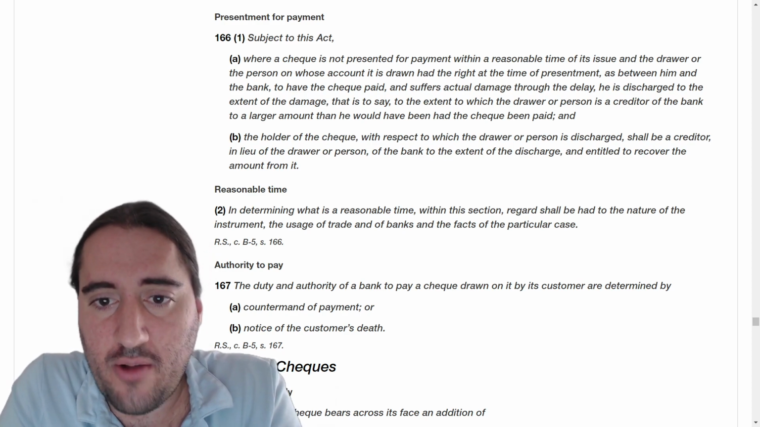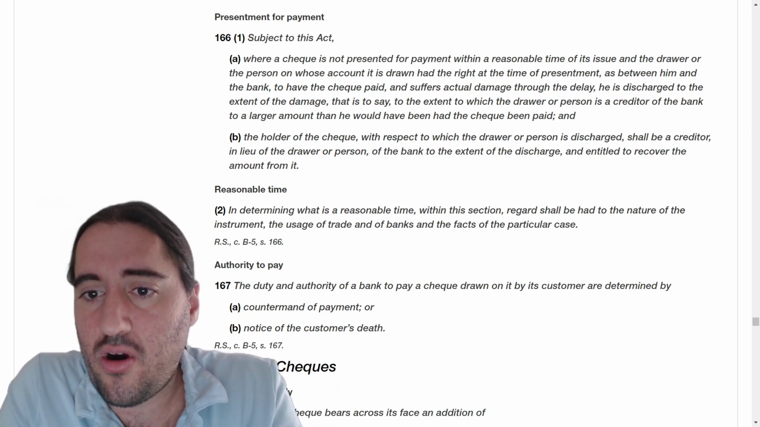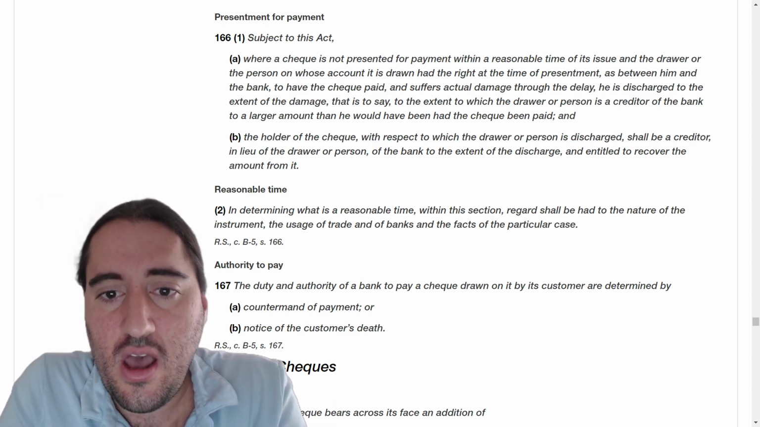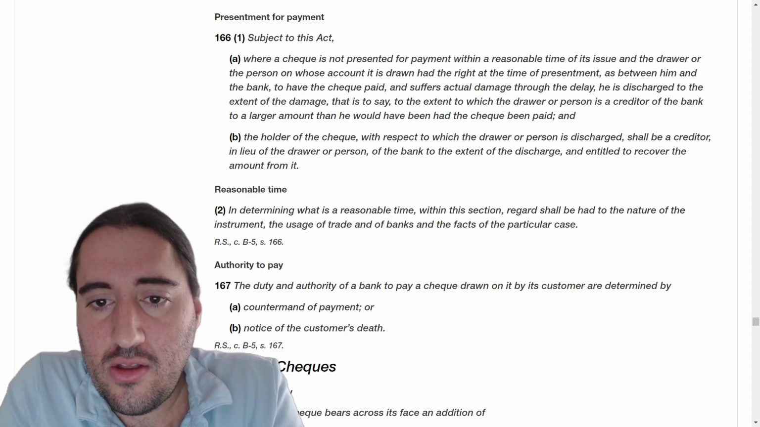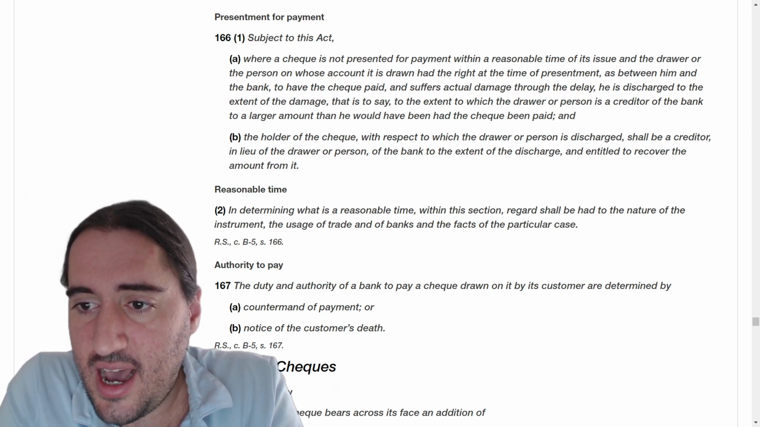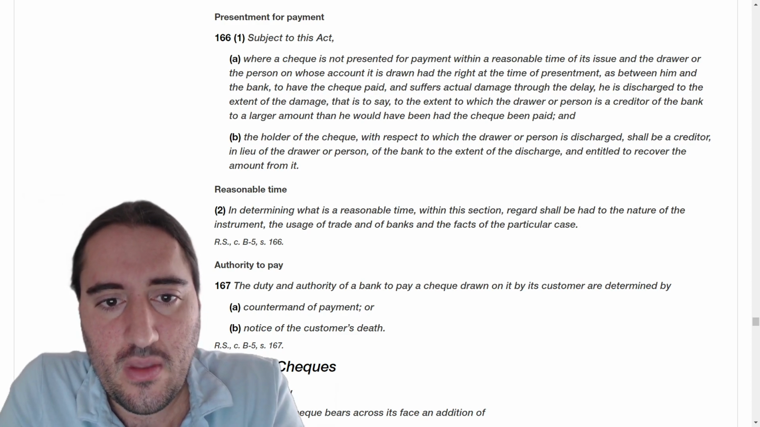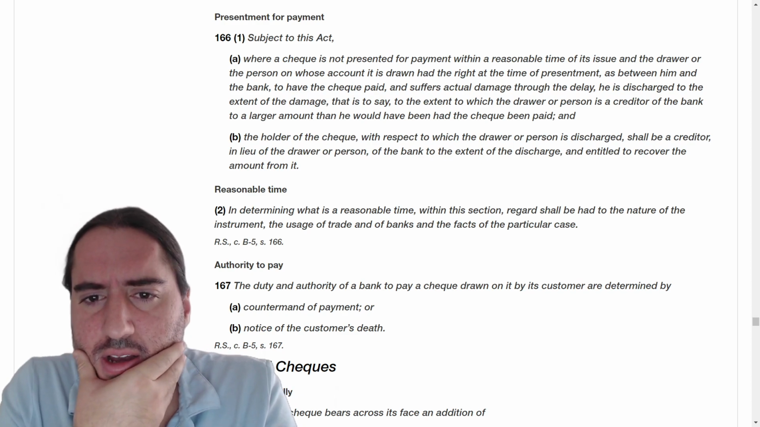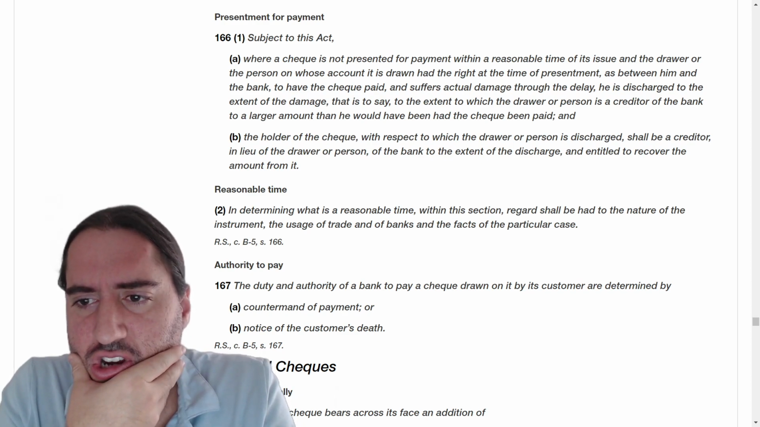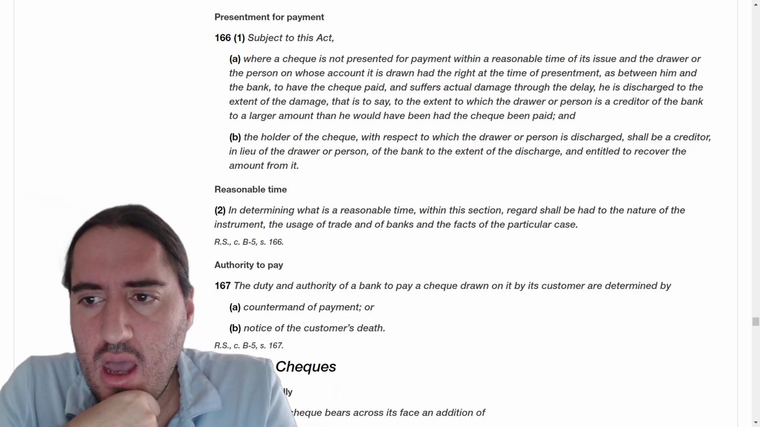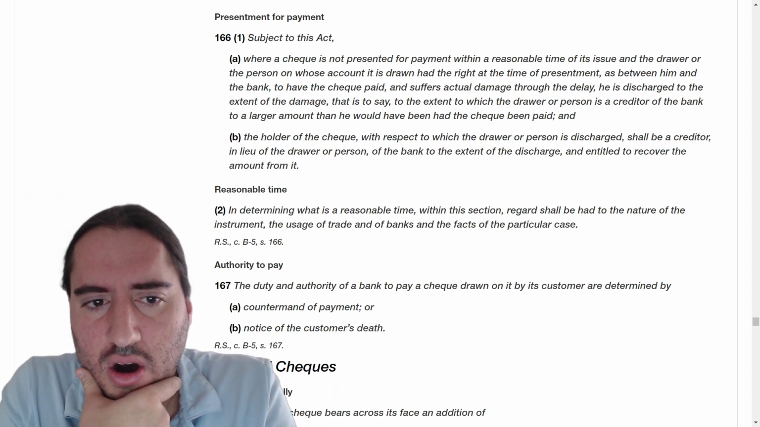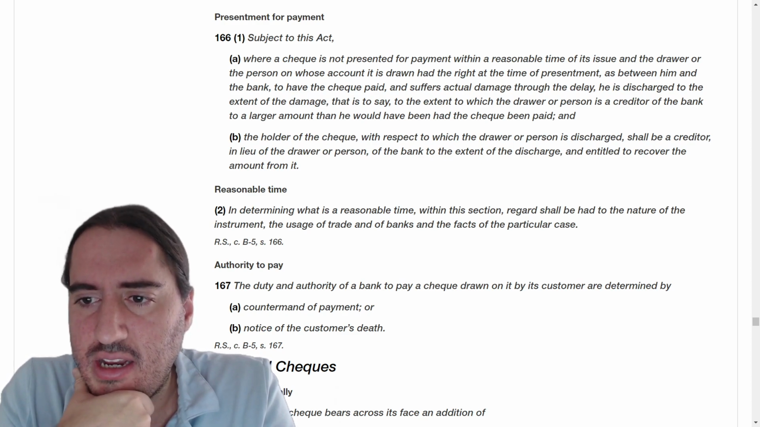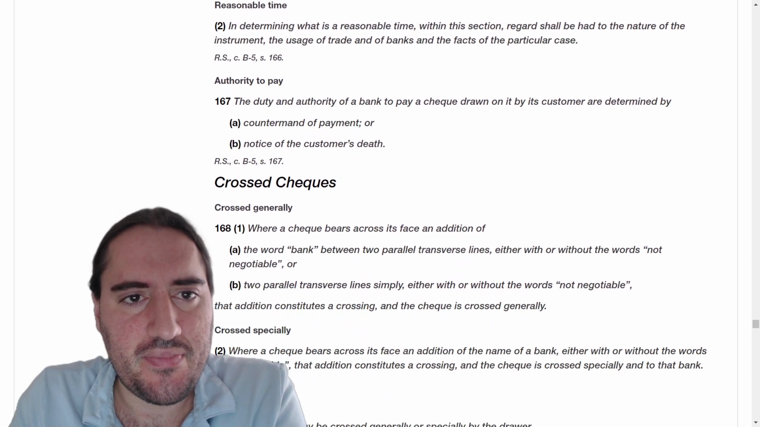a creditor of the bank to a larger amount than he would have been had the check been paid, and B. The holder of a check with respect to which the drawer or person is discharged shall be a creditor in lieu of the drawer or person of the bank to the extent of the discharge and entitled to recover the amount from it. I'm going to read that again. B. The holder of a check with respect to which the drawer or person is discharged shall be a creditor in lieu of the drawer or person of the bank to the extent of the discharge and entitled to recover the amount from it. Okay.